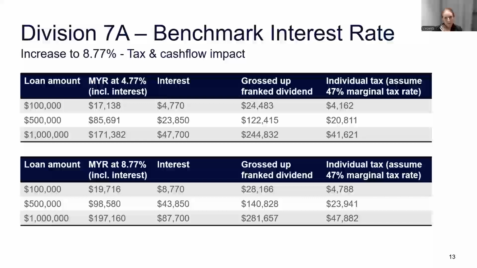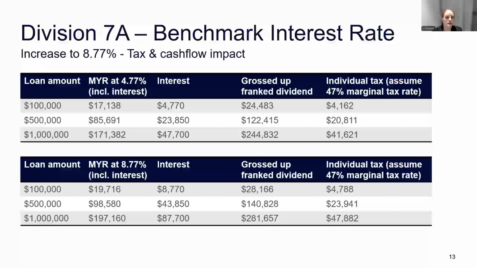So I just wanted to touch on this quickly. I think I also touched on this in my last webinar. The Division 7A interest rate, a couple of years ago, I think was 4.27%. It then went up to 8.27%, I think, for the 2024 financial year, and it's now gone up a little bit again as of 1 July 2024 to 8.77%.